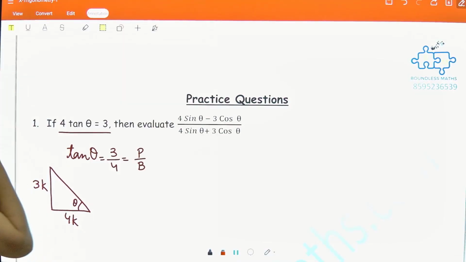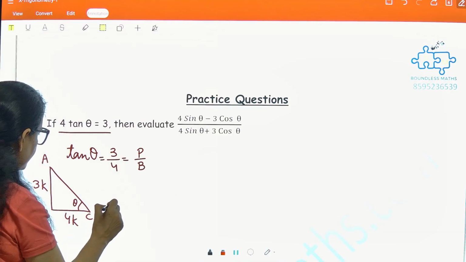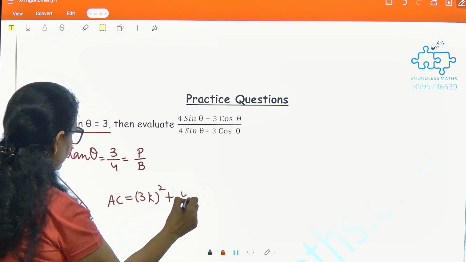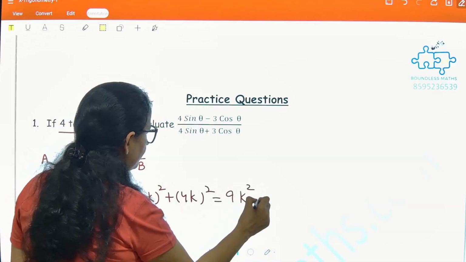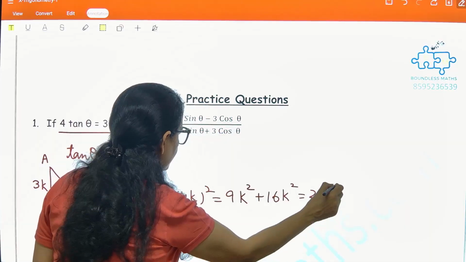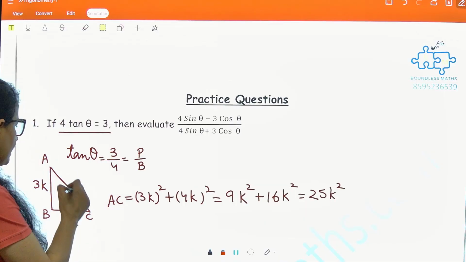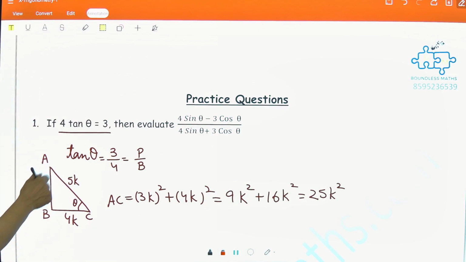If you know the two sides, can you find the third side of this triangle now using Pythagoras theorem? So this hypotenuse AC squared is going to be equal to 3k square plus 4k square, and that makes it 9k square plus 16k square, which is 25k square. So the length of this hypotenuse comes out to be square root of 25k square, which is 5k. Now you know all the three sides of this triangle, so you can find any of these ratios.